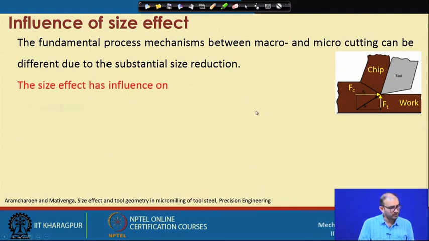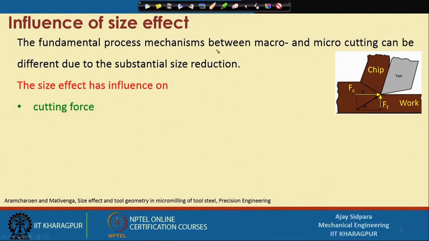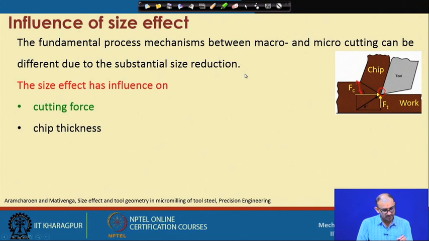Now, size effect influence on the cutting force. First one is the cutting force here. If your chip thickness is small, in this case your cutting force will be small, because we do not want to remove more material, but that again depends on the diameter or radius of the cutting tool edge. Second one is the chip thickness, because we know that our chip thickness is going to be very small. So, there is a large variation in the chip thickness in micro machining compared to conventional machining.